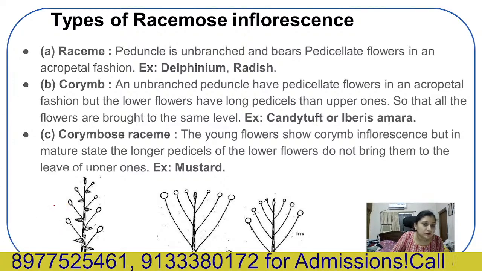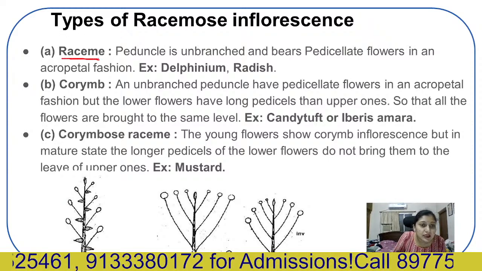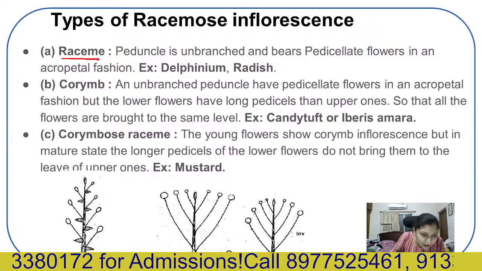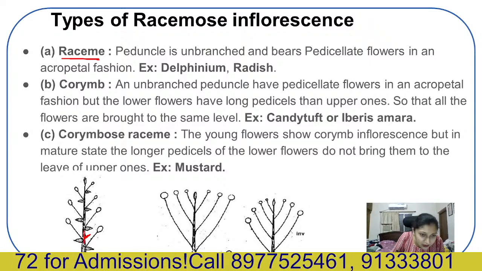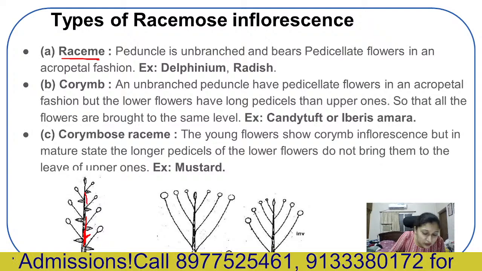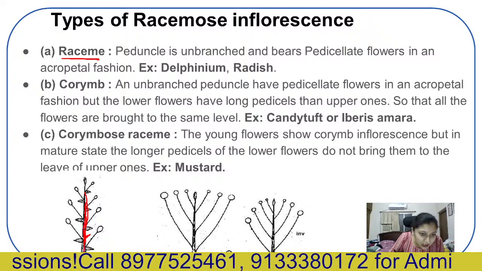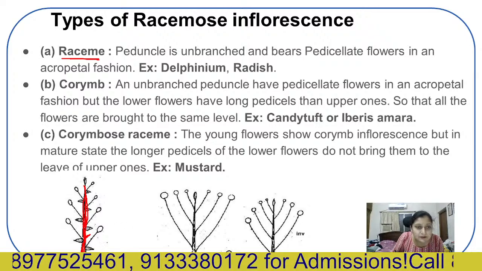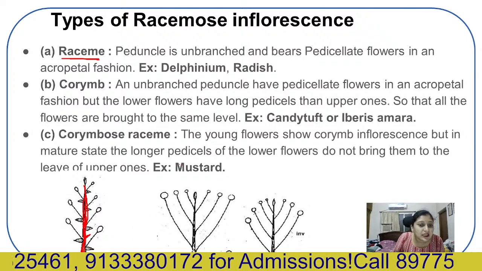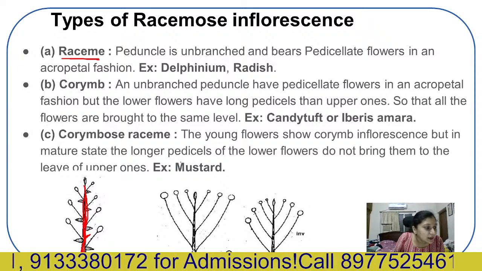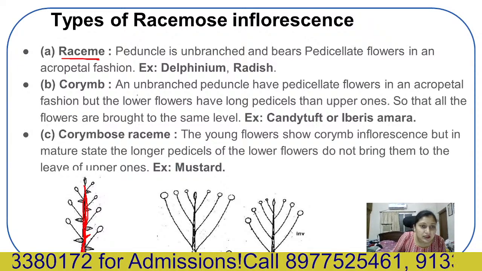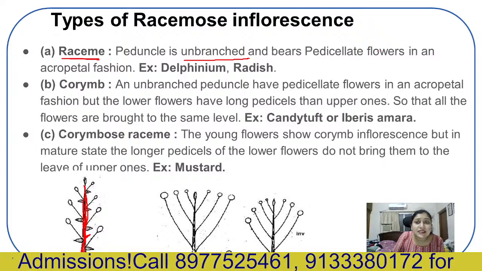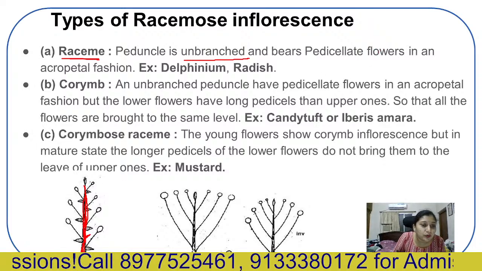First, raceme. So the peduncle is unbranched here. Which is the peduncle? This one is the peduncle. This red line which I am drawing is actually the main axis, which we call the peduncle. So can you see any branching of the peduncle? No. So what does that mean? It is unbranched and it bears pedicellated flowers. I hope now it is clear.